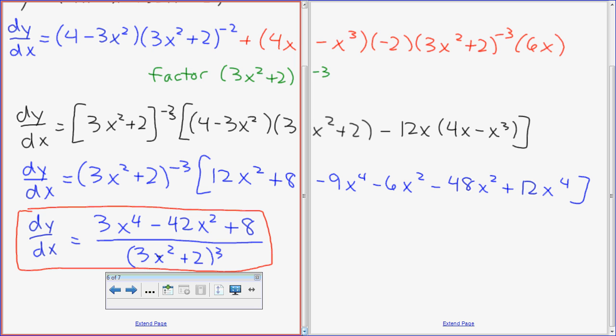Yeah, if you want to write f prime of x instead of dy by dx, feel free. That's okay. The question said y equals, so I did dy by dx.